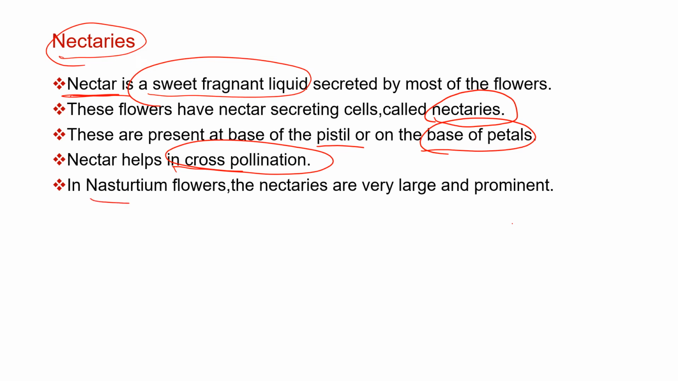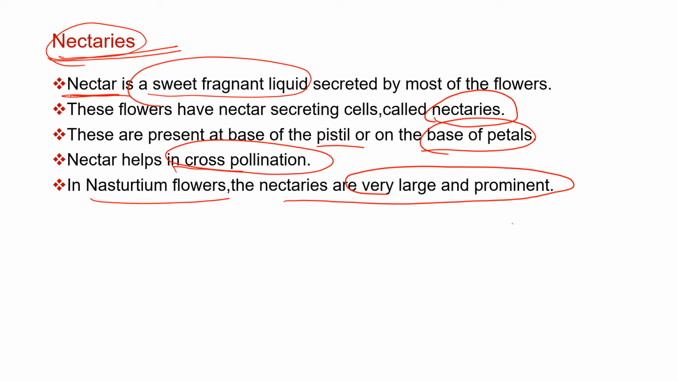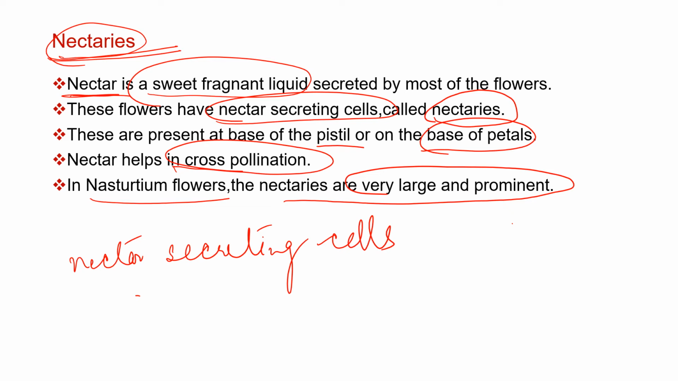Okay, in nasturtium flowers, the nectaries are very large and prominent. So there is a flower named nasturtium, and in nasturtium flowers, the nectaries are very large and very prominent. So this is all about the nectaries. These nectar secreting cells are called nectaries. Is it clear to everyone? The nectar secreting cells are called nectaries, which are present mainly at the base of the pistil or the base of the petals. And nasturtium flowers have large and prominent nectaries.